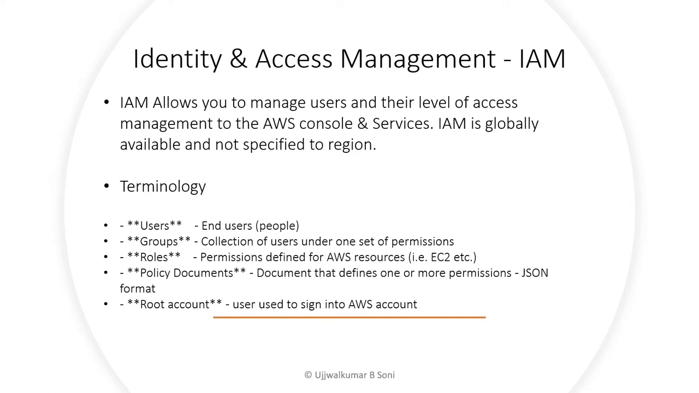Users, which are the end users or people. Groups, which is a collection of users under one set of permissions. Roles, which are permissions defined for AWS resources, that is EC2 or any other service. Policy documents are JSON format documents that define one or more permissions, and the root account, which is the user to sign in to the AWS account.